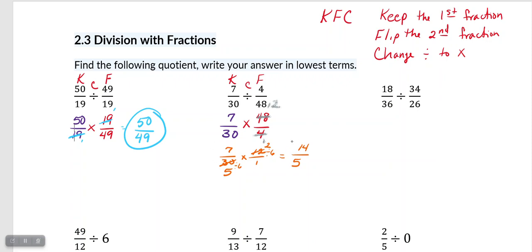You can always cancel. I could have multiplied straight across and reduced my final answer. Or I could have done the prime factorization, like I did in a previous video. All right, let's look at the next one.